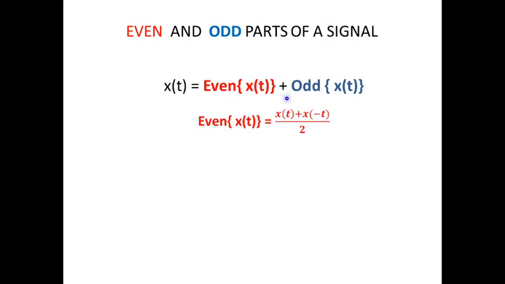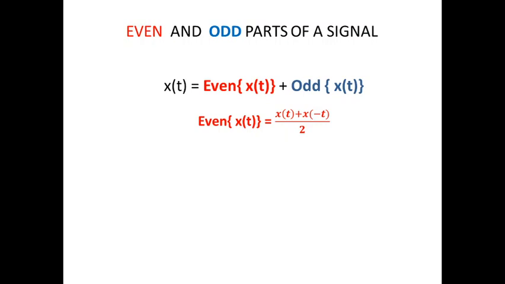Before going on to find out whether a signal is an even or odd signal, let us see how to find the even part and the odd part of a signal. So, x of t is given as even of x of t plus odd of x of t. This is the even part of x of t and the odd part of x of t. Even part of x of t is given as x of t plus x of minus t divided by 2.